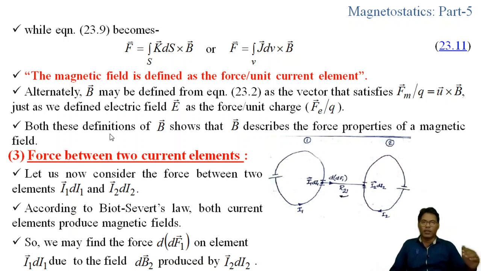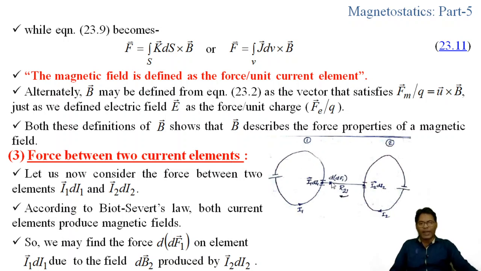So this is the discussion about the second point, that is the force on a current element due to the external magnetic field. Now we are moving to the third point, that is the force between two current elements.